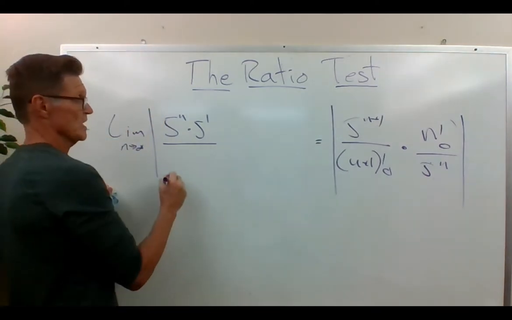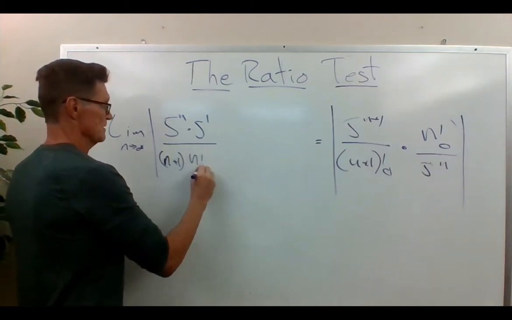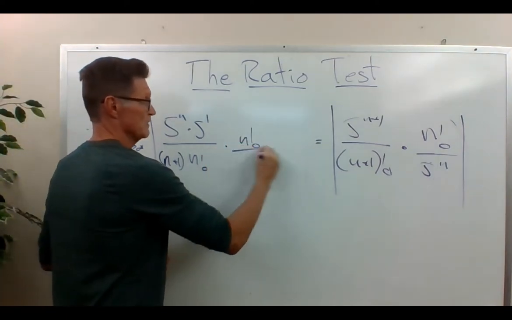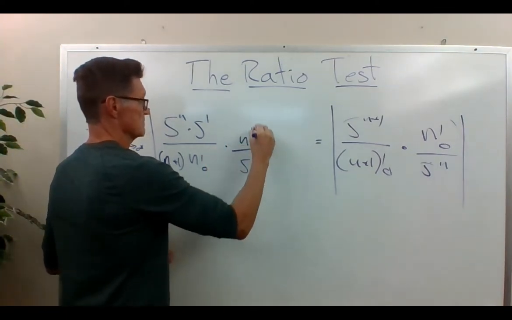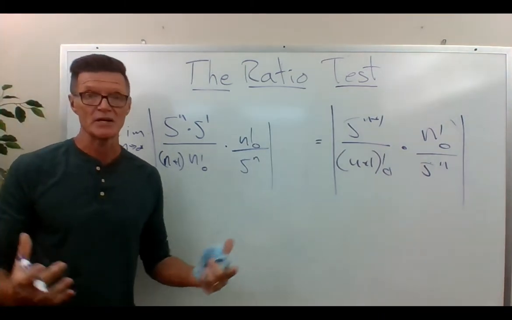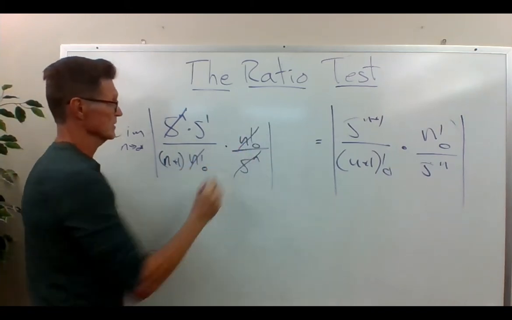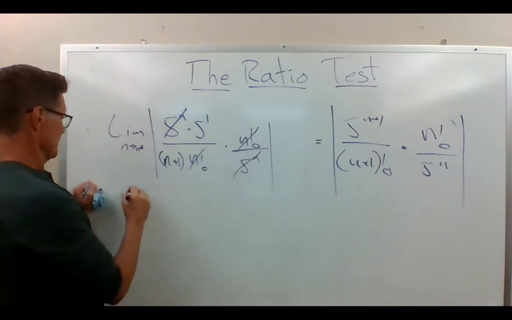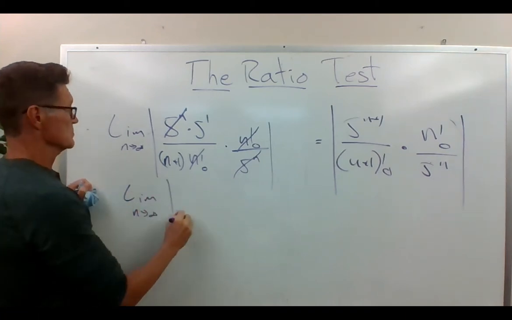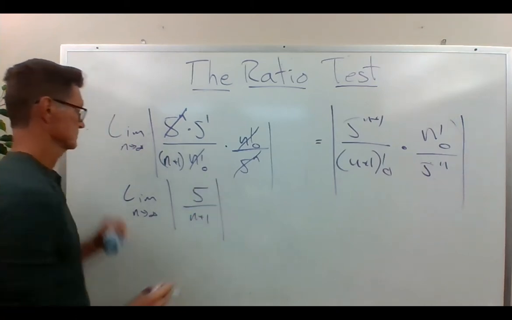So what we're going to do here is we're going to have n plus 1 times n factorial, times n factorial over 5 to the n. Well, now we can start doing some canceling out algebraically. 5 to the n, 5 to the n, n factorial, n factorial. And so what we're left with is the absolute value of 5 over n plus 1.